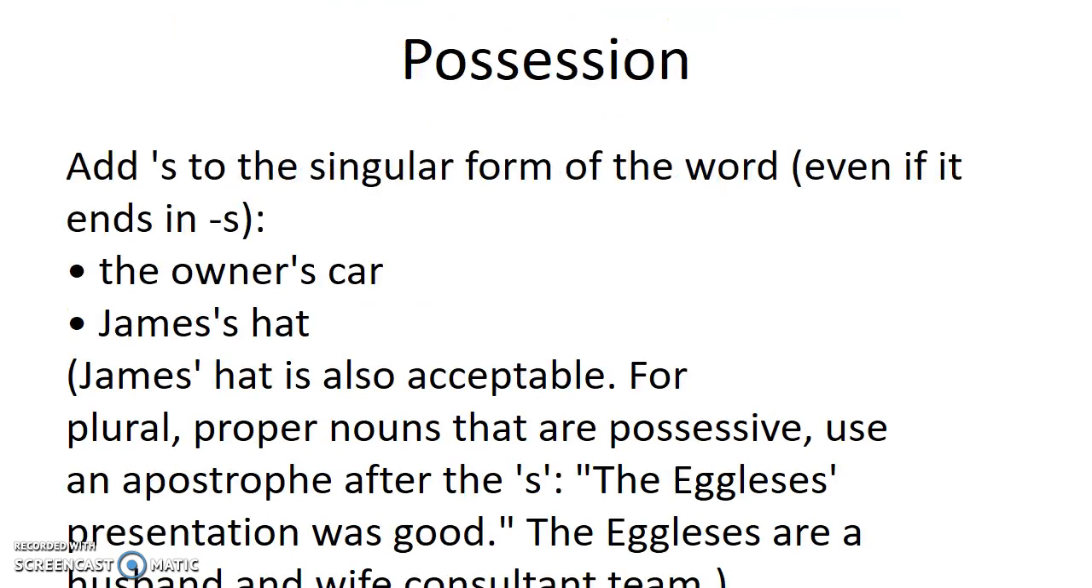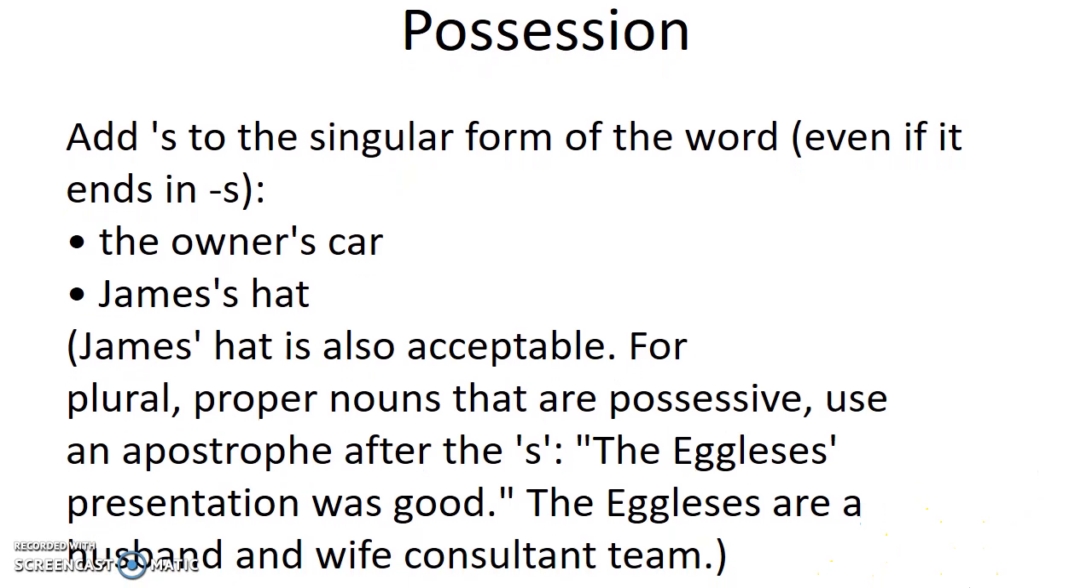All right, possession. Let's look at some examples here. You're always going to add apostrophe S to the singular form of the word, even if it ends in S. Mostly this is a how-we-say-it thing. So the owner's car, singular form, James's hat. I don't normally go "James' hat." I say James's hat.